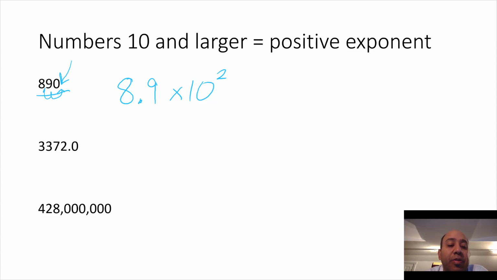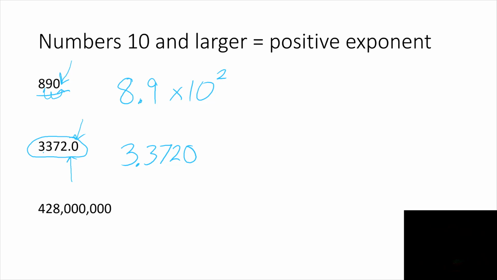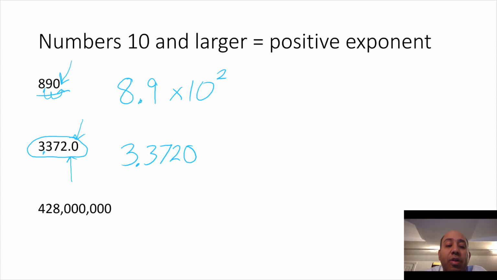So let's try another one. We see 3372.0. So again, this number is not between 1 and 10, so you have to rewrite it. And then this time you have to include the 0 because the 0 is trailing, but there's a decimal point in the number. So where do we put the dot to make it between 1 and 10? Between the two 3's. And so now you have to move from that spot back to its original location. 1, 2, 3. 3 times to the right. So it's positive 3. 3.3720 times 10 to the third.